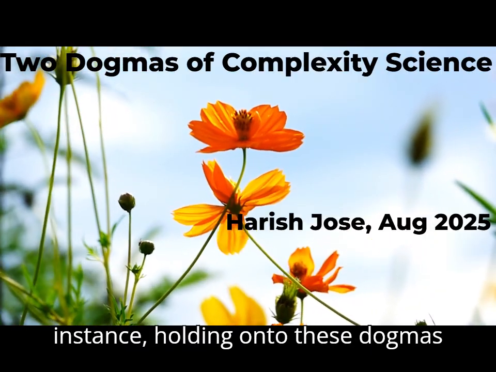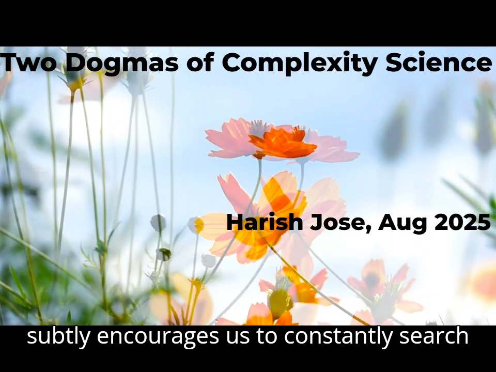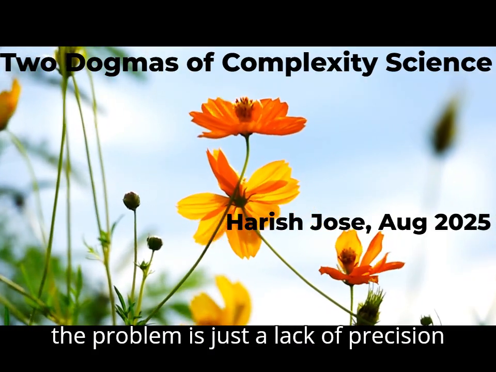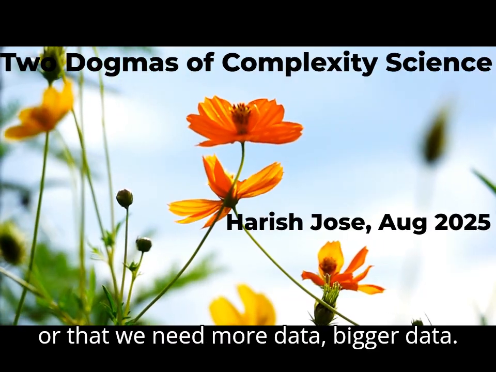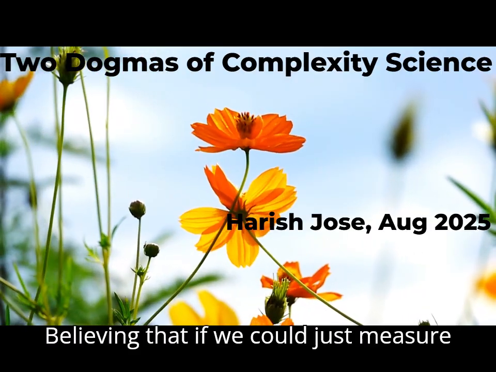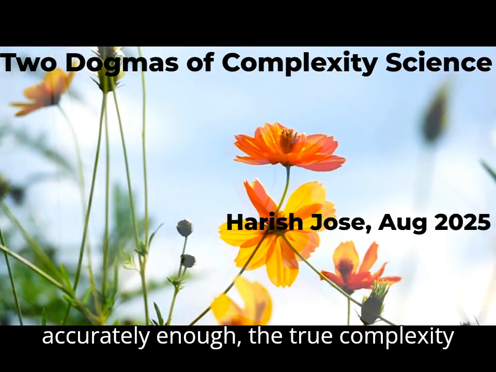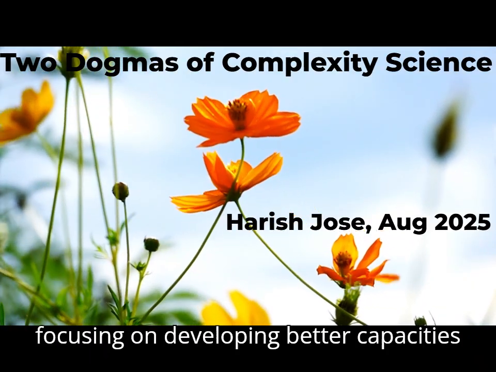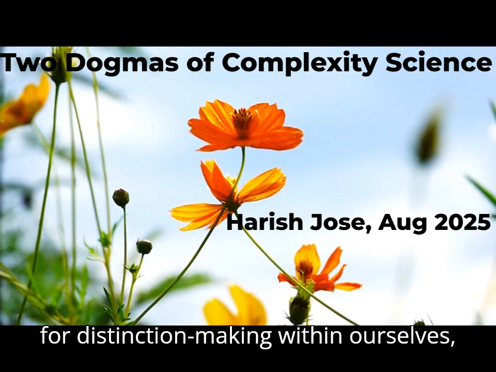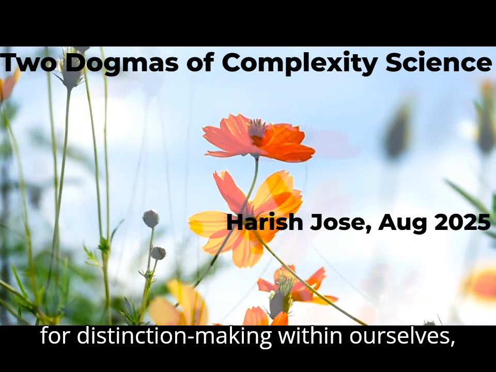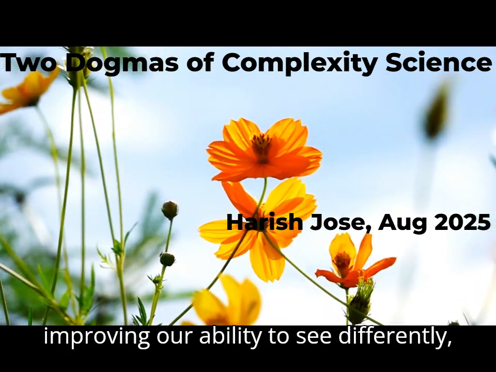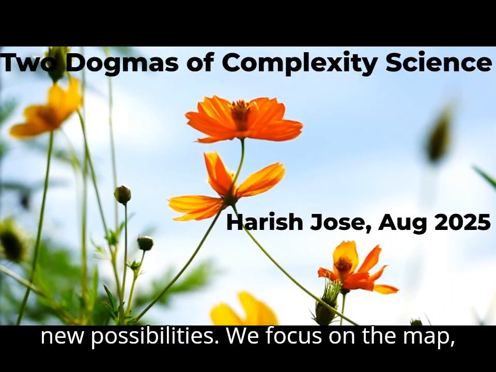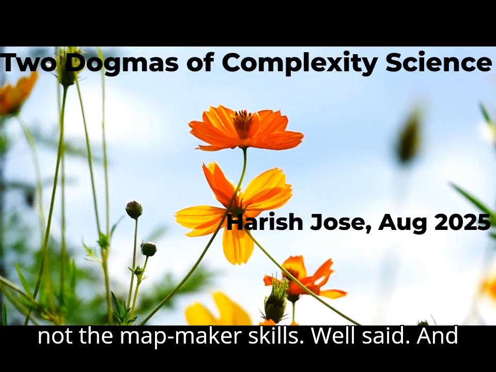For instance, holding on to these dogmas subtly encourages us to constantly search for better measurement tools. We think the problem is just a lack of precision or that we need more data, bigger data. Believing that if we could just measure accurately enough, the true complexity would reveal itself? Right. Instead of focusing on developing better capacities for distinction making within ourselves, within our teams, within our systems, improving our ability to see differently, to categorize differently, to perceive new possibilities. We focus on the map, not the map maker skills.